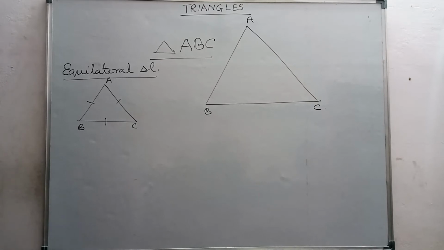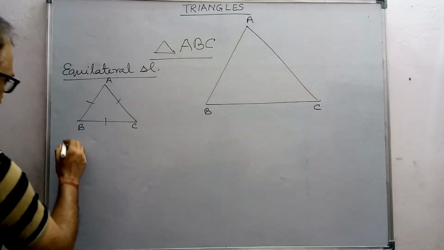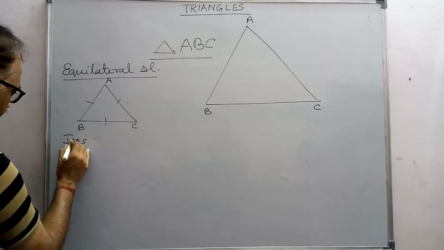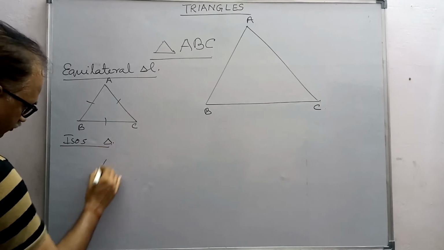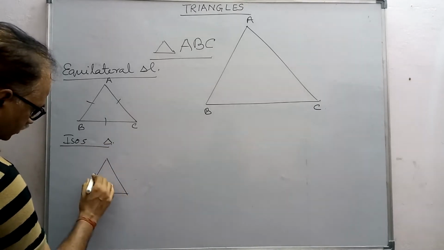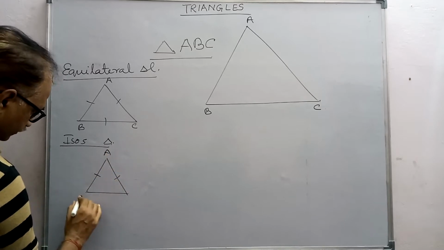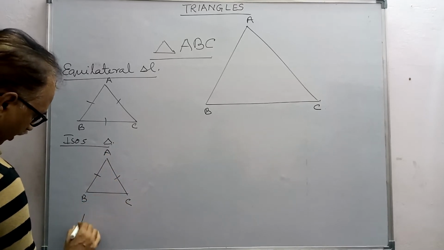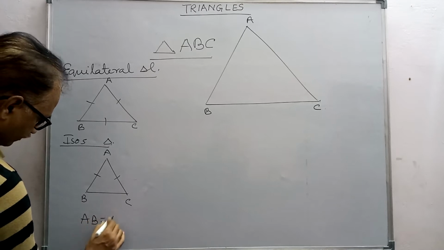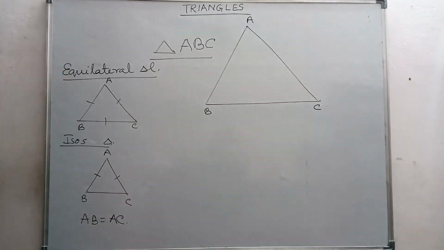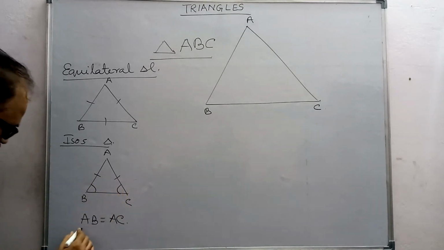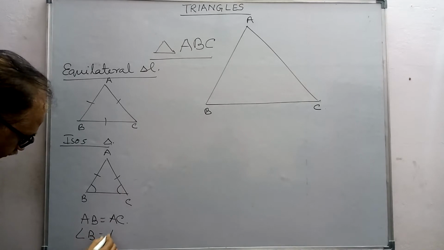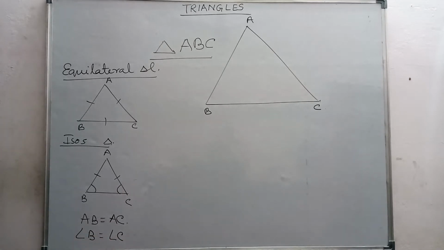Then we have the isosceles triangle. In an isosceles triangle, you see two sides are equal. AB is equal to AC. Two sides are equal and the angles opposite to them are also equal. That is, angle B is equal to angle C. Two sides are equal and opposite angles are equal.